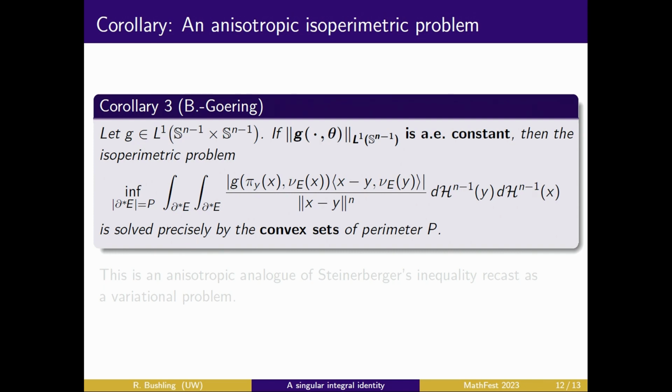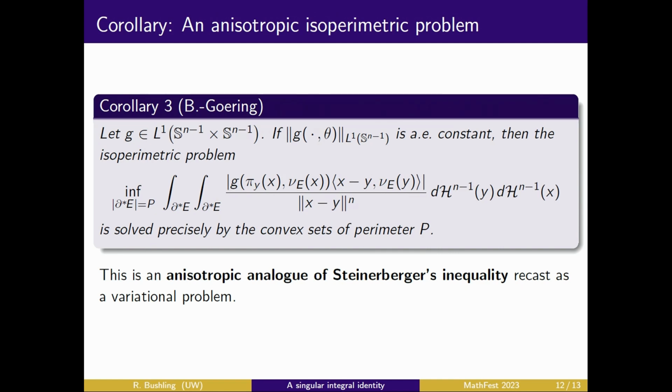And really, the way that this is a corollary is you just apply the triangle inequality, you stare at it a bit, and decide when the triangle inequality holds with equality, and it's precisely for convex sets with perimeter P. And so this is an anisotropic analog of Steiner's inequality, recast as a variational problem. Emphasis on the "an" in anisotropic, the first "an".